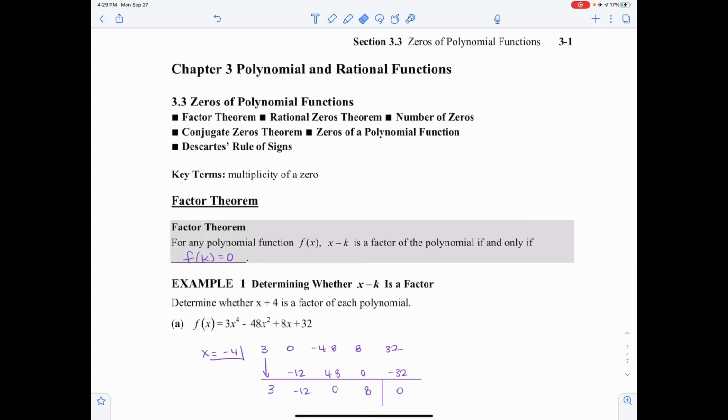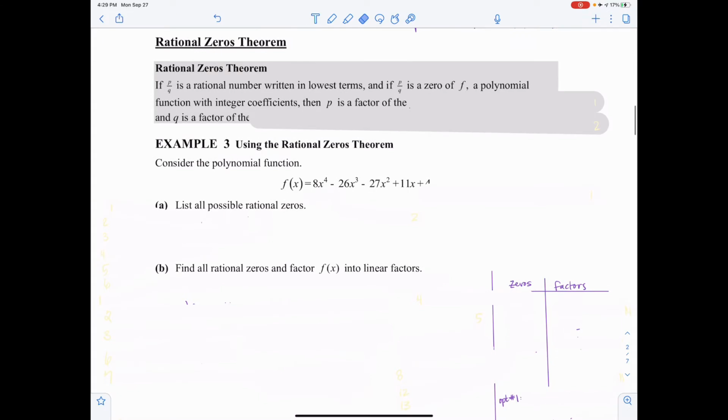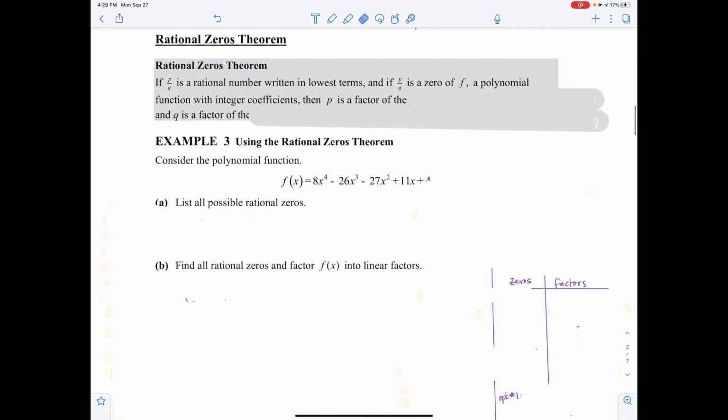Okay, this is still section 3.3, and this is going to be the second video in this series. So go down to where we're talking about the rational zeros theorem. The biggest thing to think about here is that our zeros may be fractions. Remember that rational is just another word for fraction.